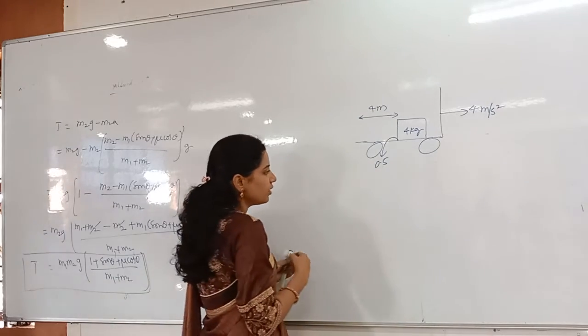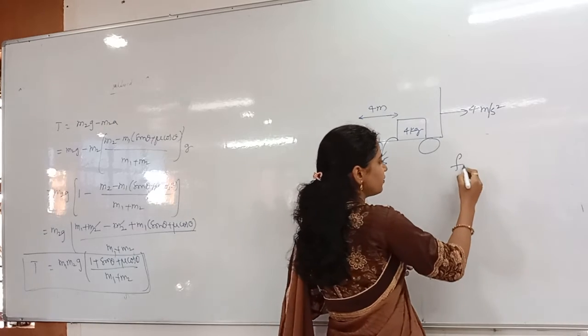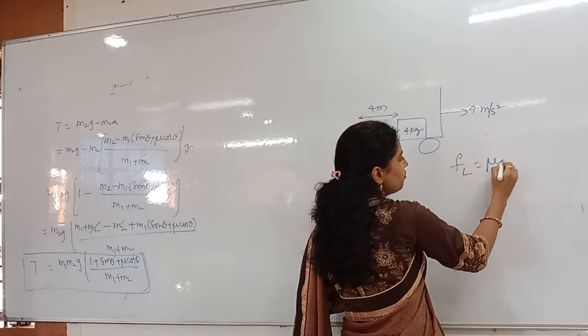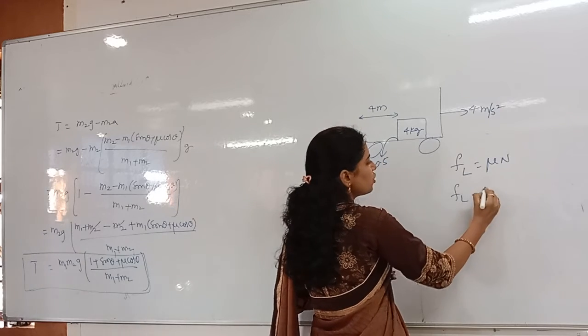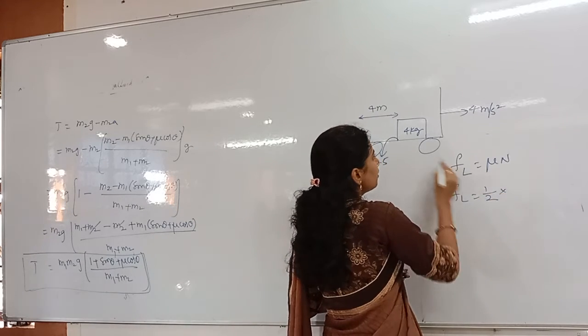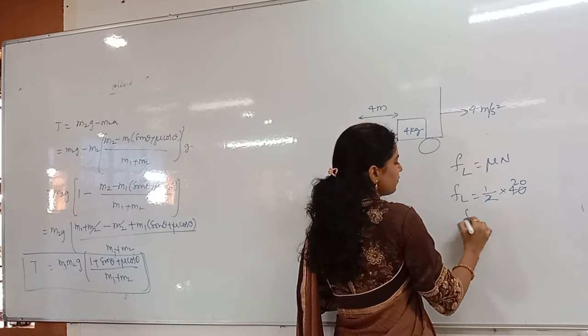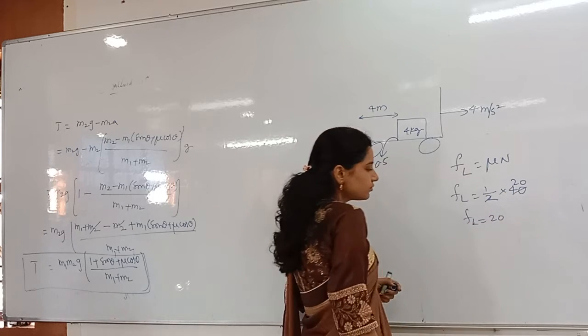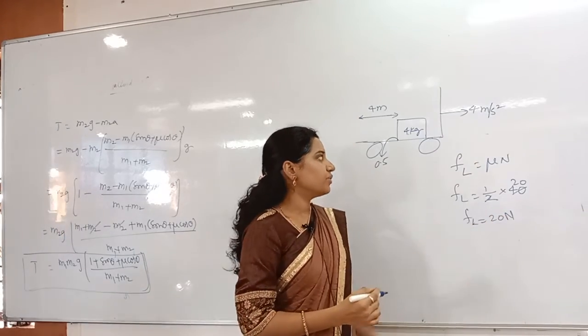See, check that. Now here every problem I said so many times you have to start with limiting friction. Limiting friction is equals to mu into normal reaction. So FL is equals to what is the mu? 0.5 nothing but 1 by 2. Normal reaction is how much? 40. Then what is the limiting friction? FL is equals to 20 newtons we got.